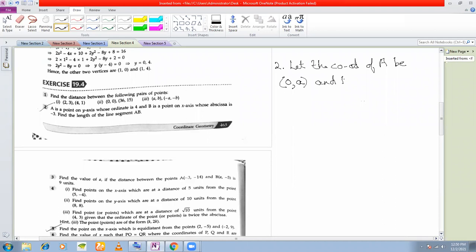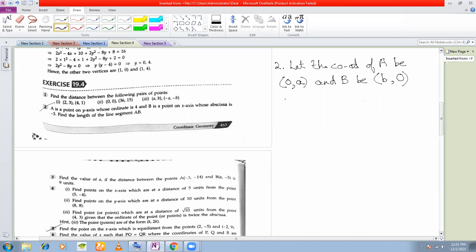And B is what? B is a point on the x-axis, right? It is given in the question. And what should be the coordinates of B? Can you tell me what should be the coordinates of B? Something comma 0. Why -3? Oh, I'm coming to that. But something comma 0, right? Let us take b comma 0. Clear?